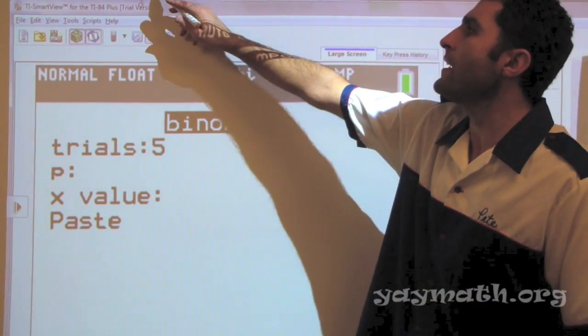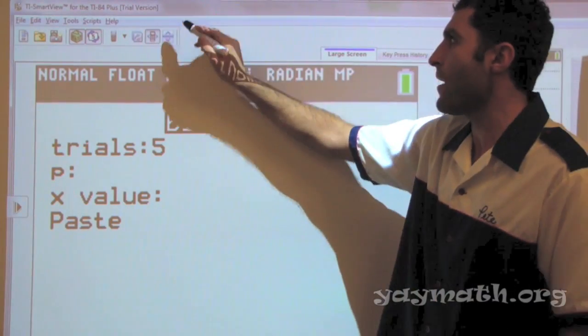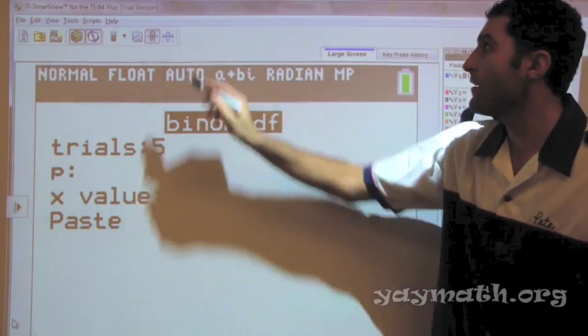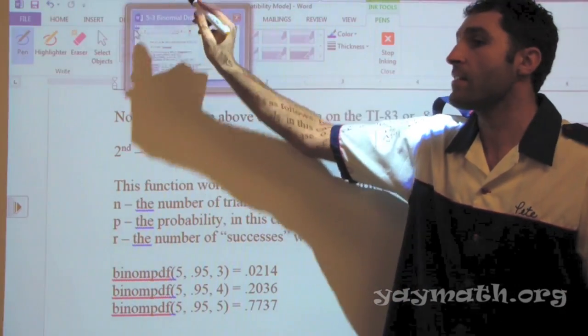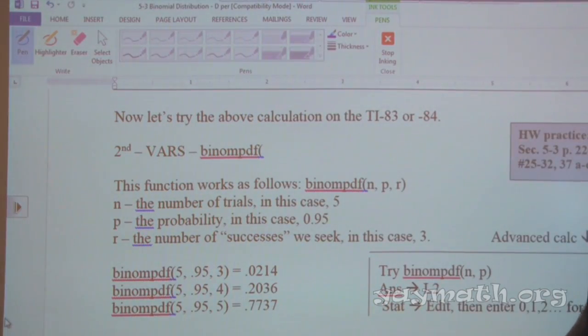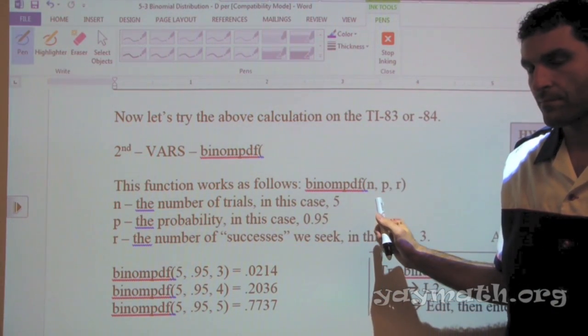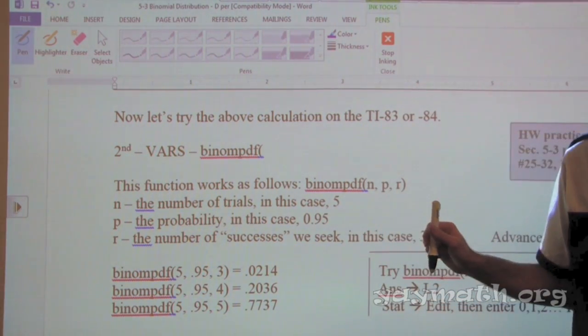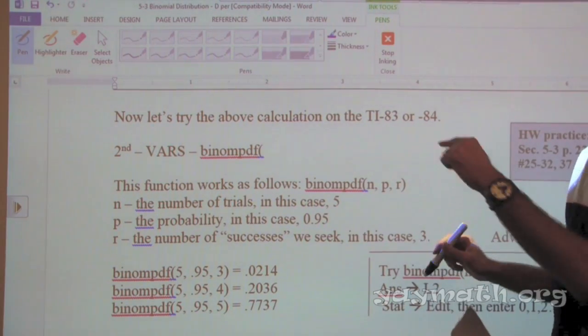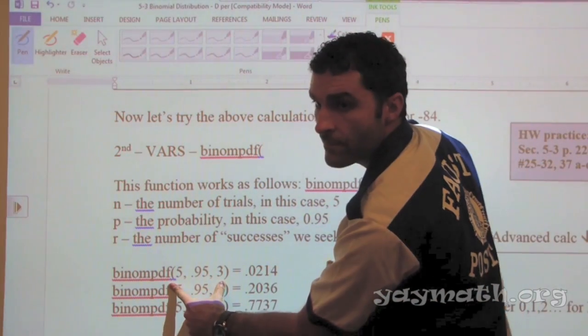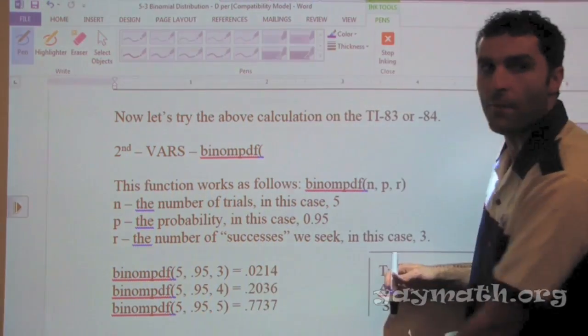P is the probability of success. What is the probability of success? 0.95. We'll do 3 next. So if you don't have the drop down, you just have commas. You put a comma. Like this. Eureka! It's comma. I found it.